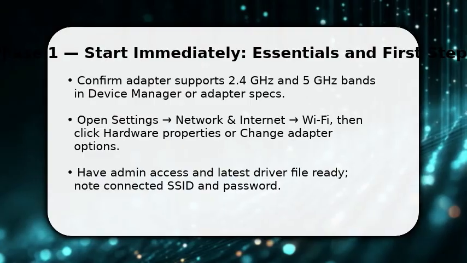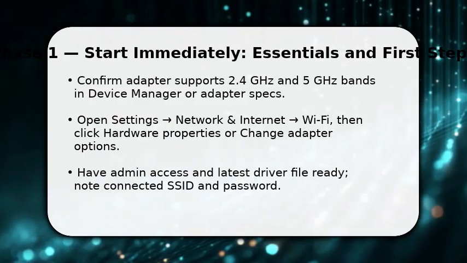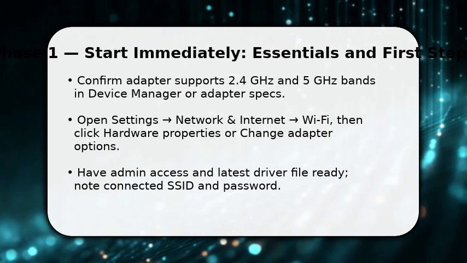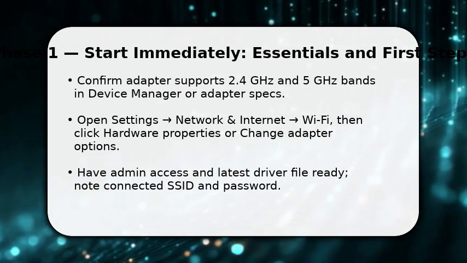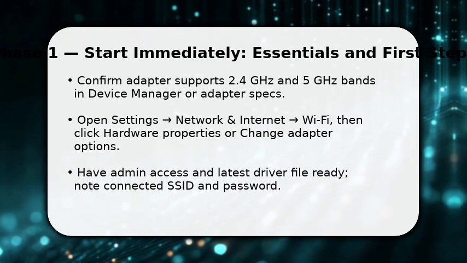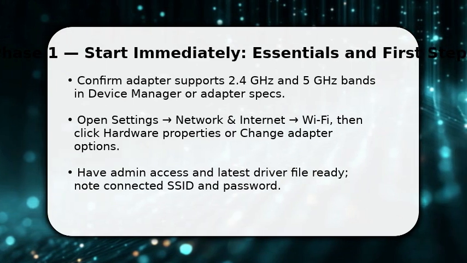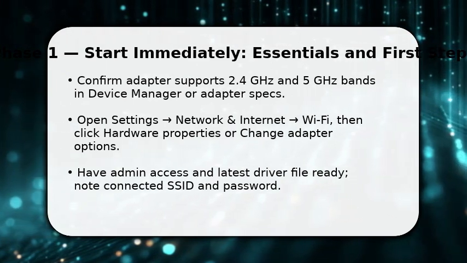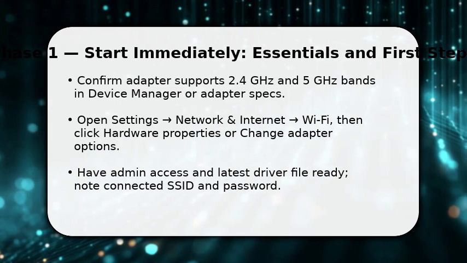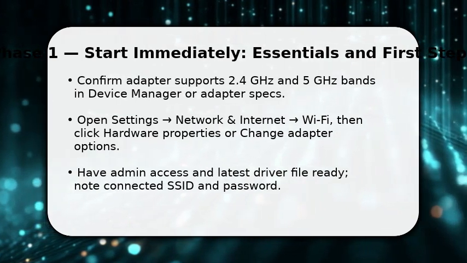Enjoy the video. You start by verifying capability. Open Device Manager and locate your wireless adapter to confirm it lists 802.11 AC, AX, or dual band. Once done, open Settings > Network and Internet > Wi-Fi and select Change Adapter Options. This brings up the adapter you'll edit.